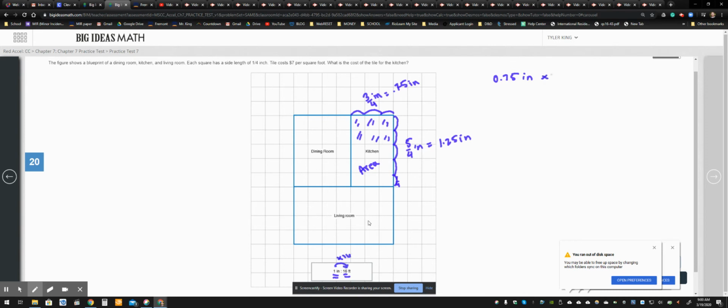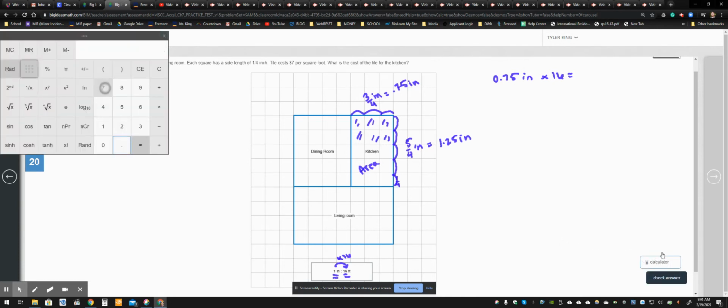So I'm going to times this by 16, and grabbing my calculator because my brain's not working at the moment, we have 0.75 times 16, which is equal to 12. Which means that this side of our kitchen in real life is going to be 12 feet long.